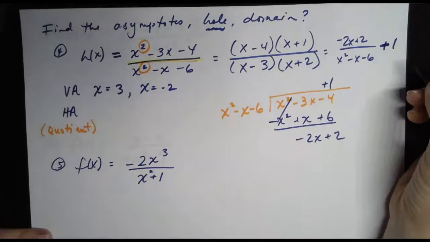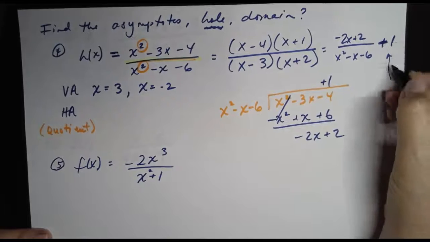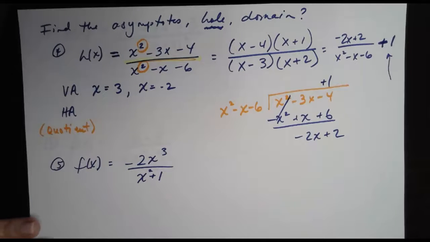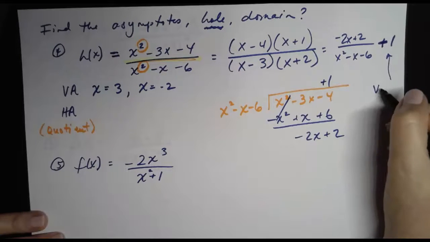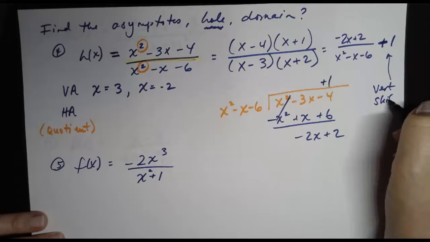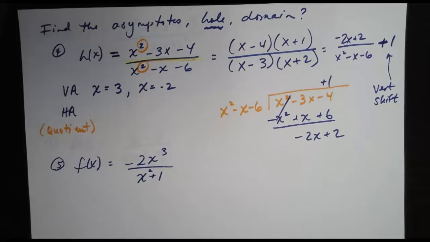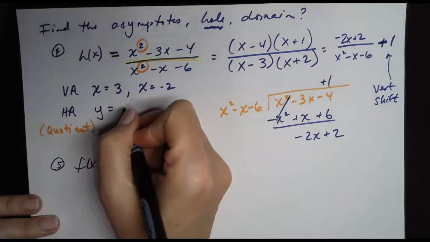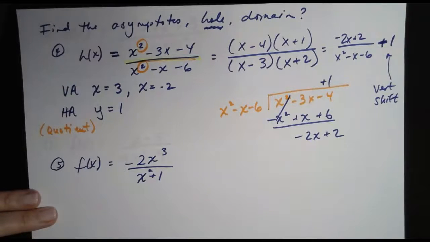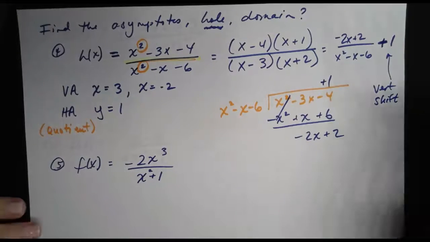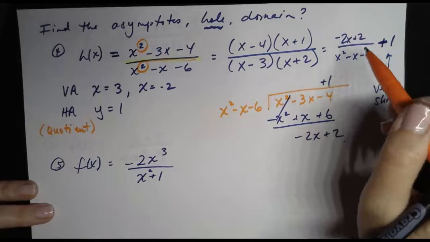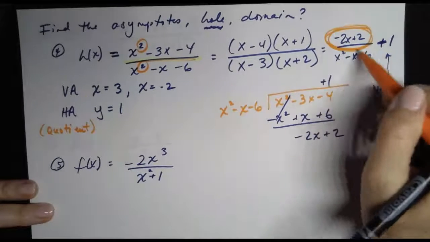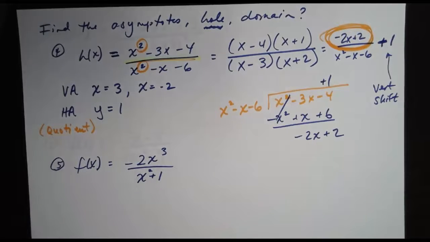And like we have seen in class, whenever we have a constant value that is just added on to the end of the function, that creates a vertical shift. And that vertical shift is where the horizontal asymptote is. So our horizontal asymptote is at y equals +1. Now, it's a little bit more advanced algebra, but we will learn what to do with that quotient a little bit later in the course.